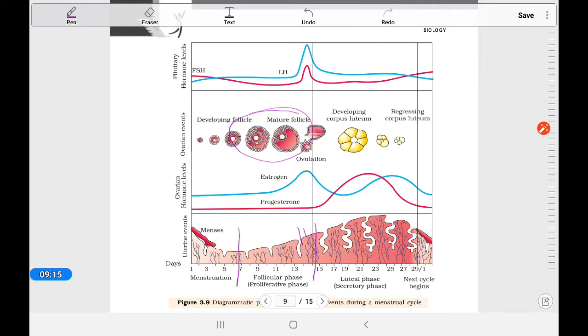Here is the 14th day when the ovulation will take place. Then after that it goes to the next phase, the luteal phase or secretory phase. So this phase is there for the implantation. You can see the endometrium layer will start increasing in the proliferative phase, but it is maximum in the luteal phase because it is there for the implantation. If implantation does not occur, then in the next cycle this mucus comes out from the body with the blood and the unfertilized ovum, and that is called menstruation.